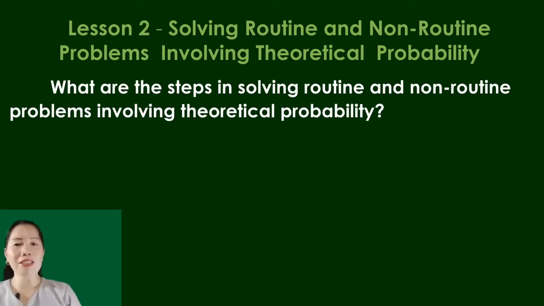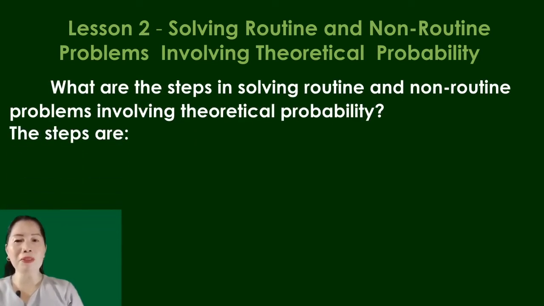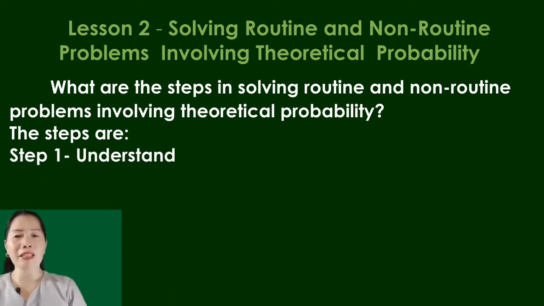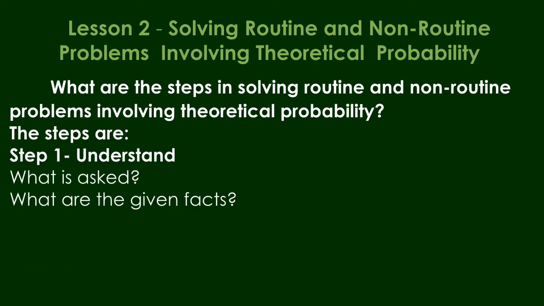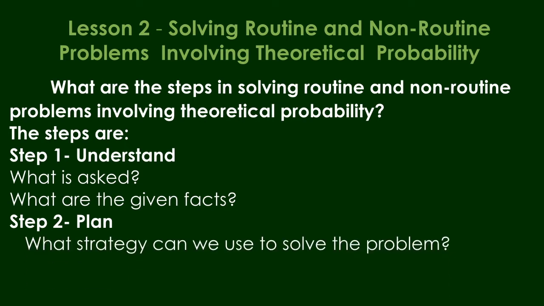Can you recall the steps in solving routine and non-routine problems involving experimental probability? The steps are: number 1, understand what is asked and what are the given facts. Number 2, plan what strategy to use in solving the problem. Number 3, solve using the experimental probability. Experimental probability is equal to the number of times favorable outcomes occur over the number of trials in the experiment.